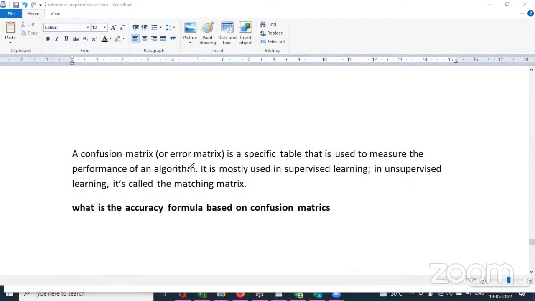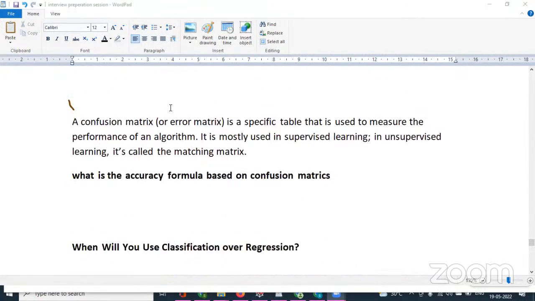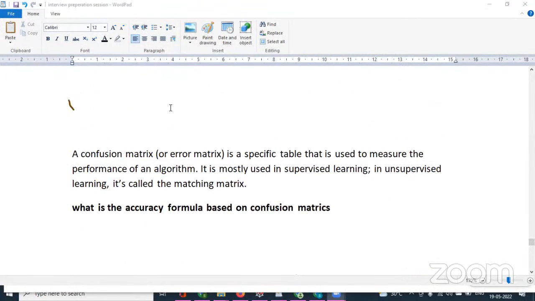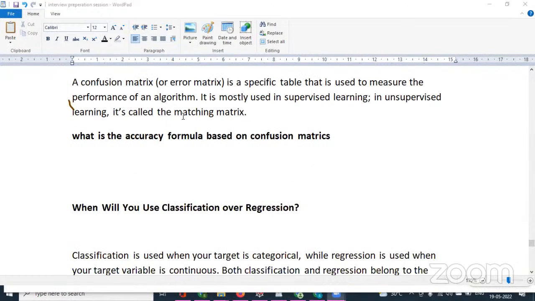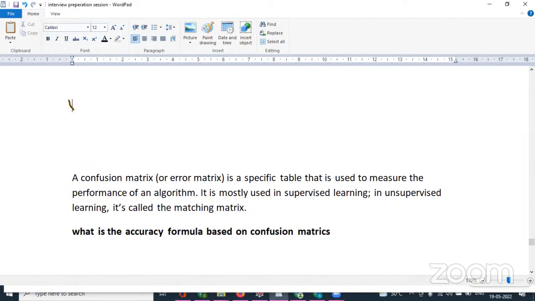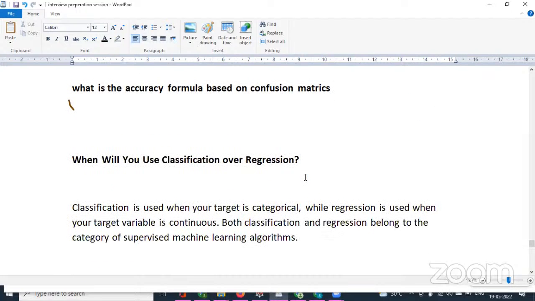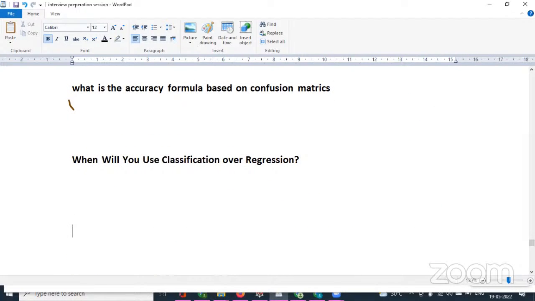Let's move on to the next question. When will you use classification over regression? Or you can explain when you will use classification and when you will use regression. How do you decide whether it is a classification or regression problem?